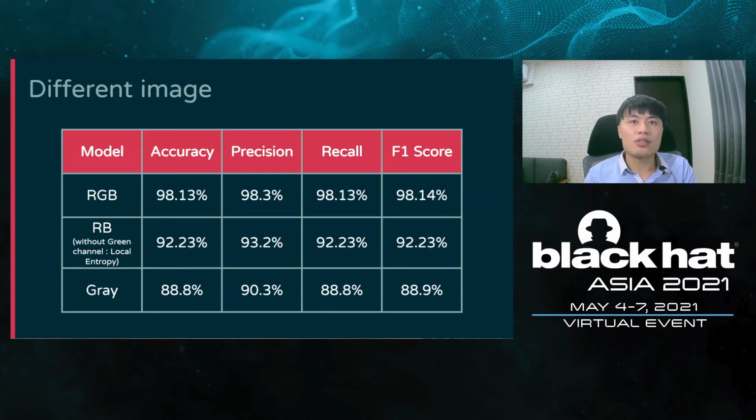And here are the experiment results for different forms of the image. If we use all 3 channels, the accuracy is the best. If we just use the red channel and blue channel without the local entropy feature, the accuracy drops to 92%. If we only use the decimal value as a grayscale image, the accuracy drops to 88%. So we can conclude that local entropy can effectively help improve the accuracy.